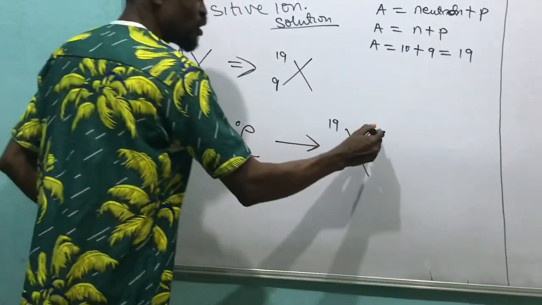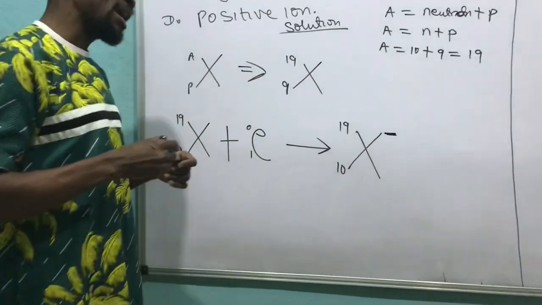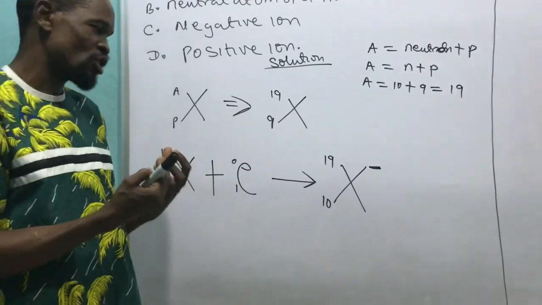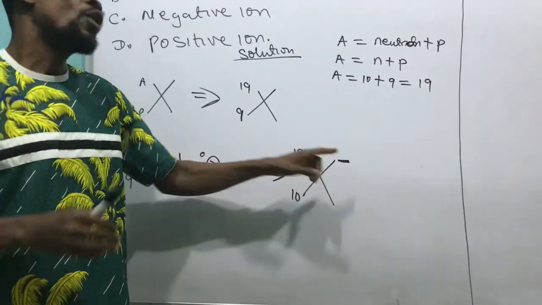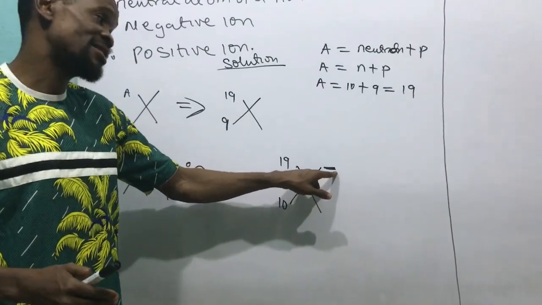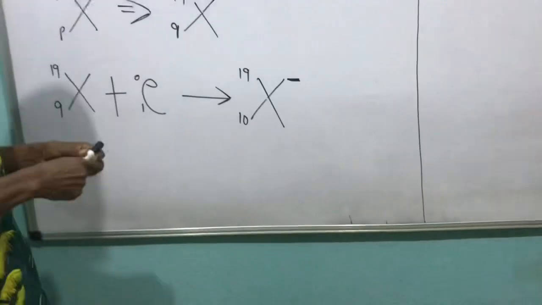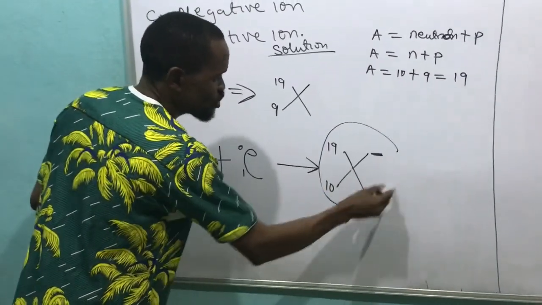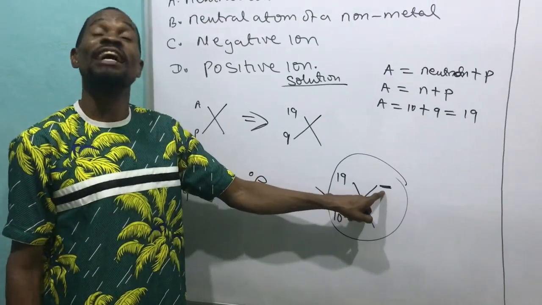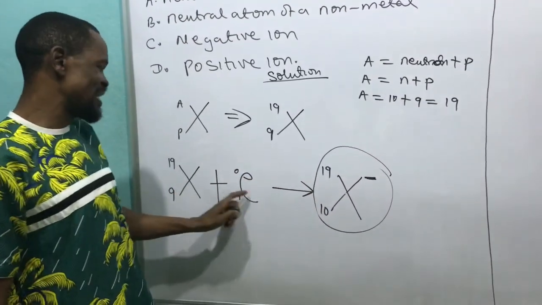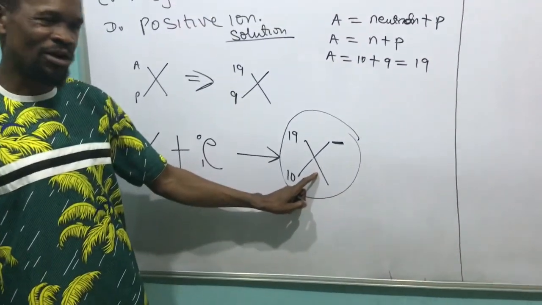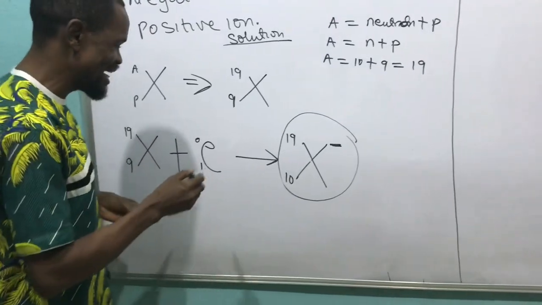It gained an electron to become negative, when it has an electron in excess. Do you get what I'm saying now? When an element gains an electron, it will have an electron in excess. When the element loses an electron, it will have protons in excess. So we see that after going into this reaction, this is what it has. That means it's a negative ion. So when this element gains an electron, it becomes a negative ion. So that is a negative ion.